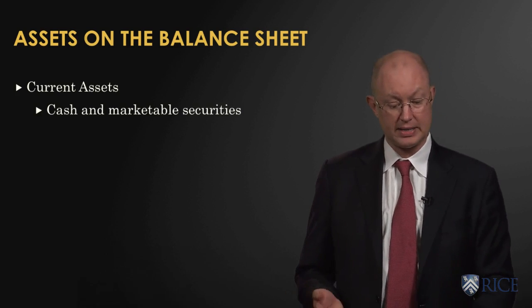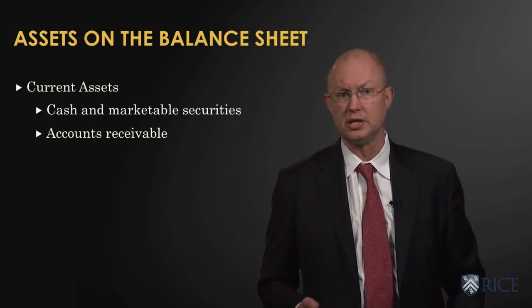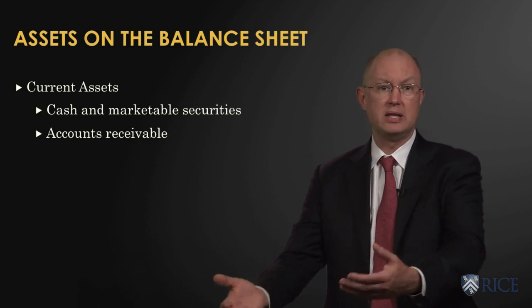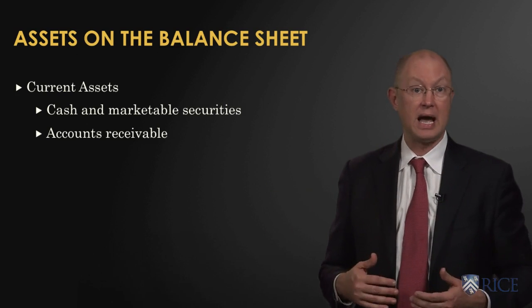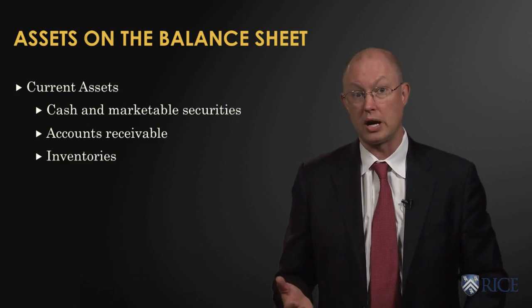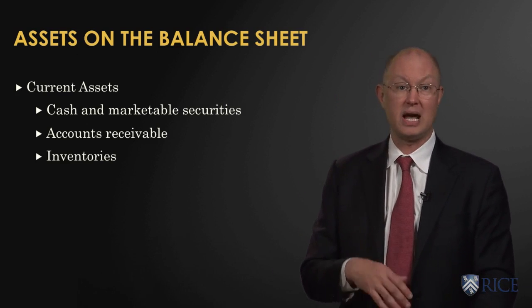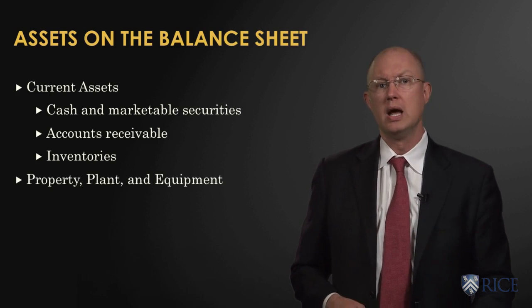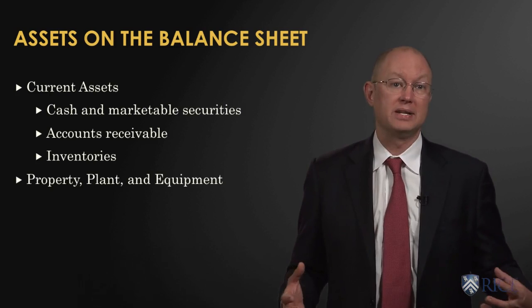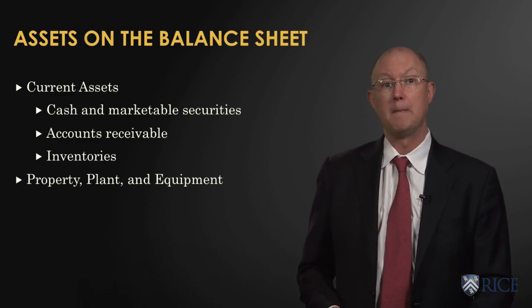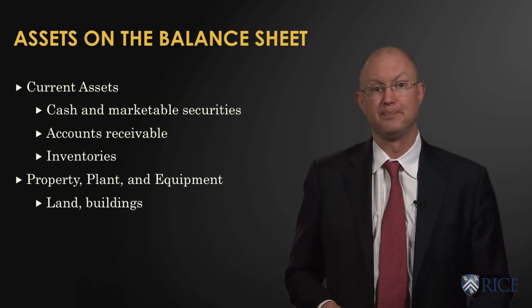There are current assets like cash and marketable securities. Accounts receivable is an asset. If I have money that is due to me, that's an asset, even if I don't have the cash right now. Inventories, product and services that I have in the warehouse that I haven't sold yet, those go on the balance sheet under current assets. And then there are long-term assets, property, plant, equipment, machines, real estate, that go down under PP&E or fixed assets.